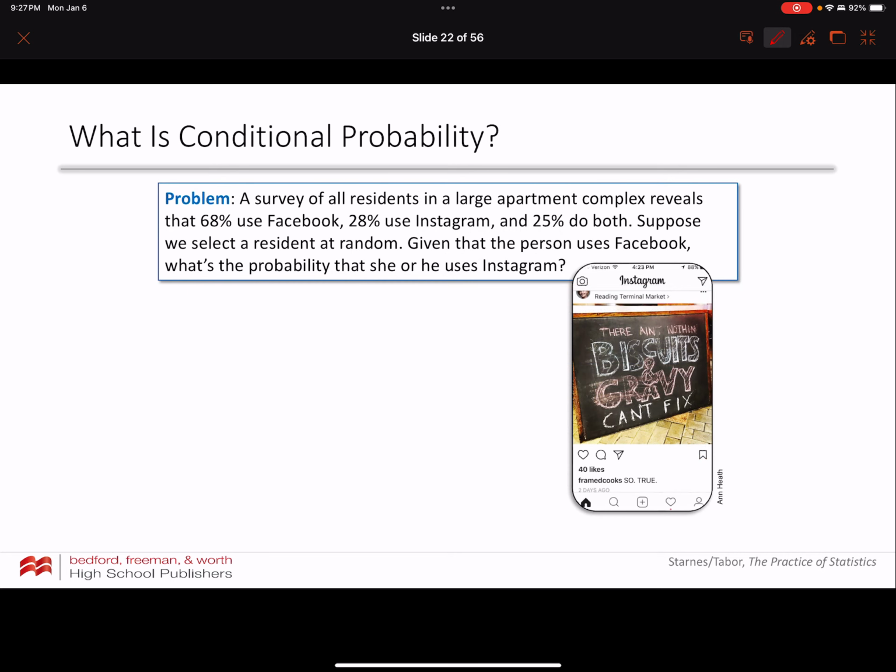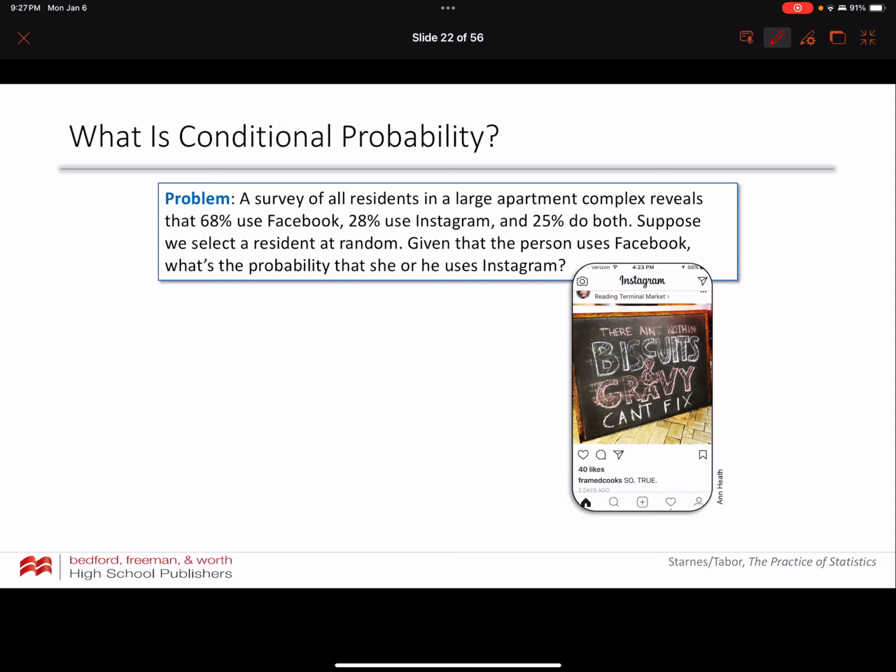All right. Let's look at another problem. You need to be able to do problems like this. A survey of all residents in a large apartment complex reveals that 68% use Facebook, 28% use Instagram, and 25% do both. Suppose we select a resident at random. Given that the person uses Facebook, what's the probability that she or he uses Instagram?